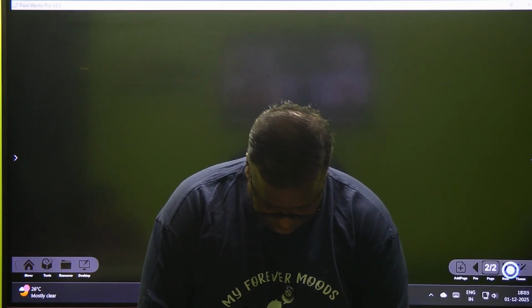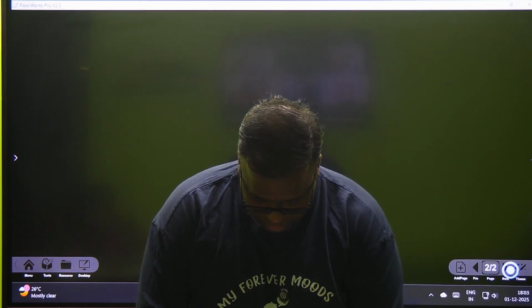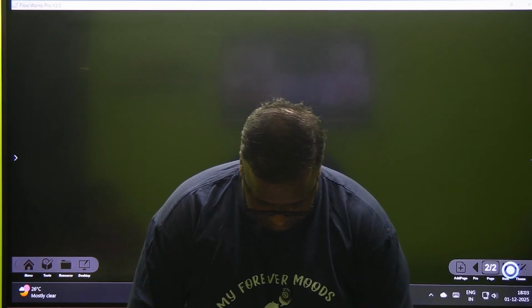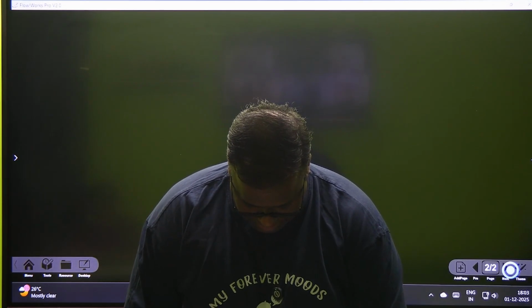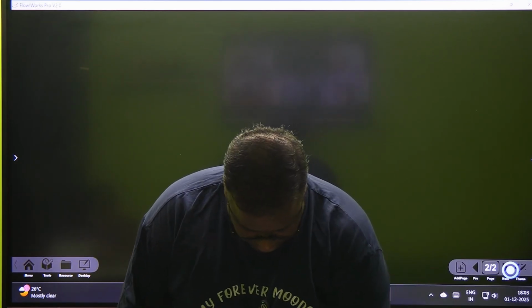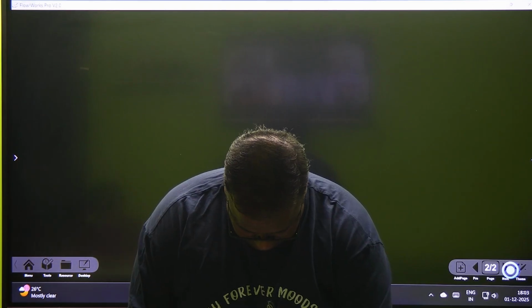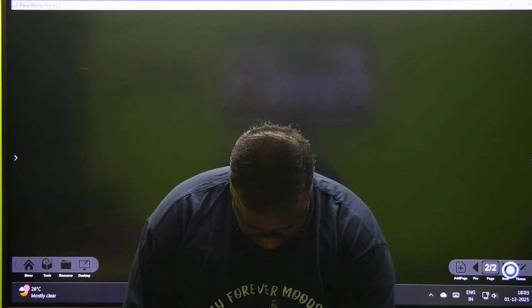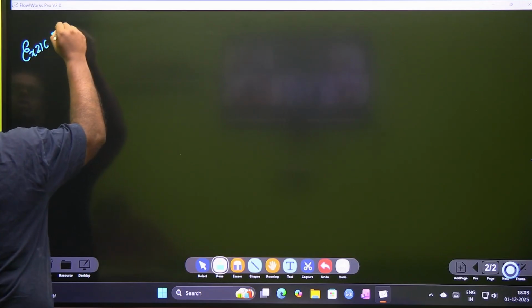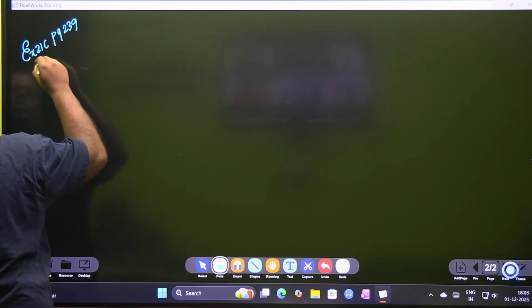Data handling 232. Draw a histogram for the data. Okay, let's take some nice problem. Let's take question number 4. Draw a histogram, page number 239, exercise 21C. Exercise 21C, page 239, question number 4.